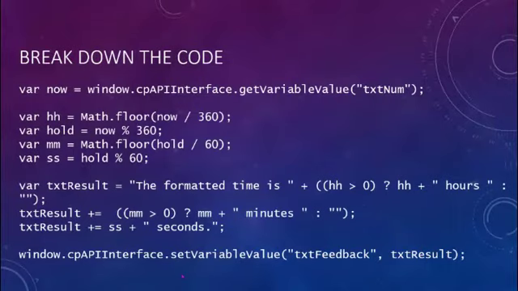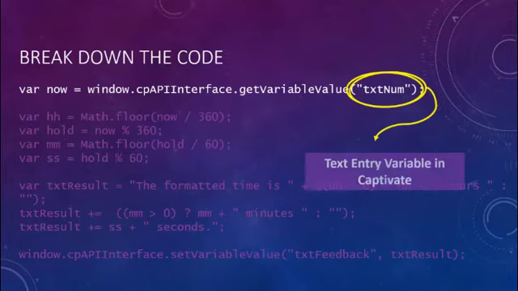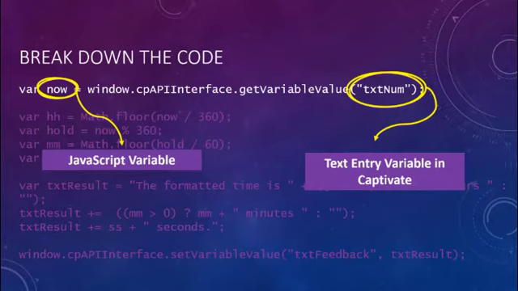It looks something like this, and I recognize that this would be overwhelming for many people, but let's break it down one line at a time and see if we can get this to make a little more sense. Let's take a look at this first line of code. This txt_num is the text entry variable inside of Captivate. This whole line of code, window.cpAPIInterface.getVariableValue, basically takes that content from Captivate and saves it inside of a JavaScript variable. So the variable now is a JavaScript variable.